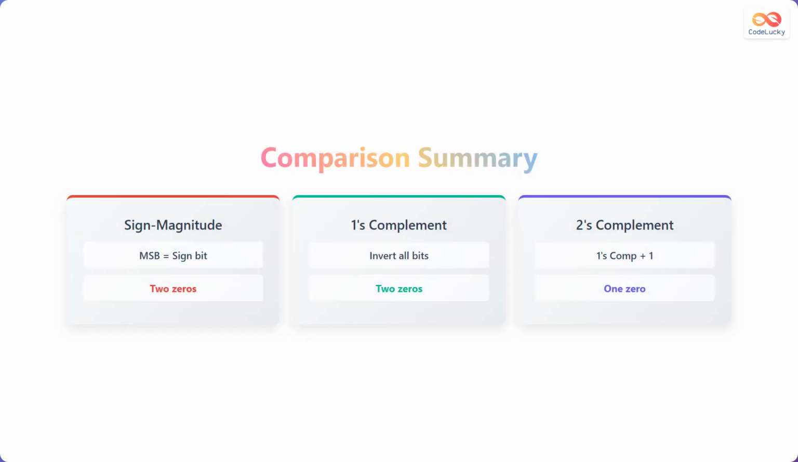Let's briefly compare the 3 methods we discussed: sign magnitude, 1's complement, and 2's complement. In sign magnitude, the most significant bit represents the sign, and it has 2 representations for 0, positive 0 and negative 0. In 1's complement, you invert all the bits to get the negative representation, and it also has 2 representations for 0. In 2's complement, you find the 1's complement and add 1 to it. This method has only 1 representation for 0, which makes it the most widely used method in modern computers.